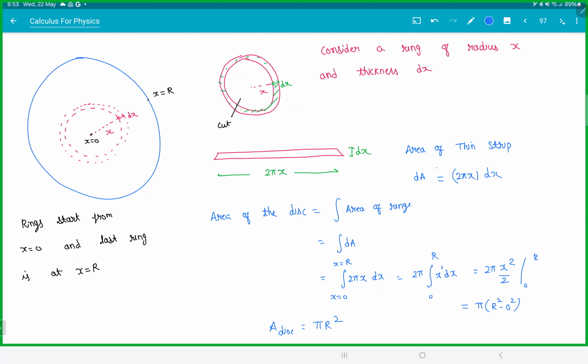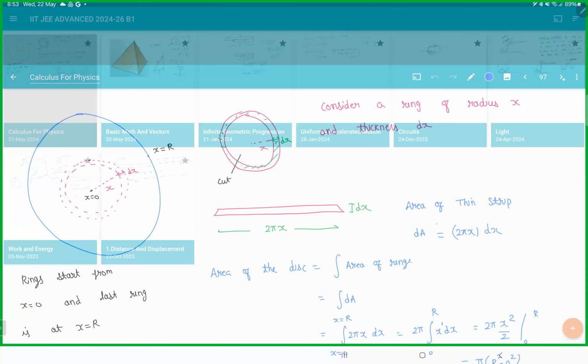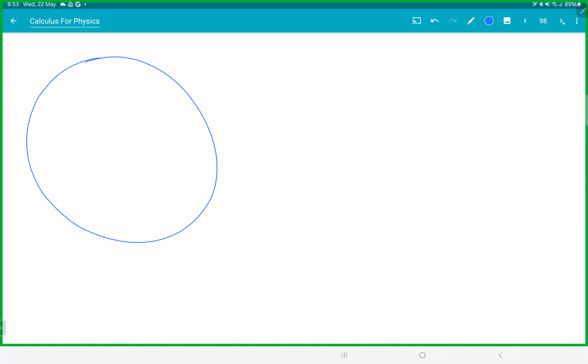Again, listen to what we did. We have a disk, and at a distance x I took a thin ring, meaning a very thin strip.